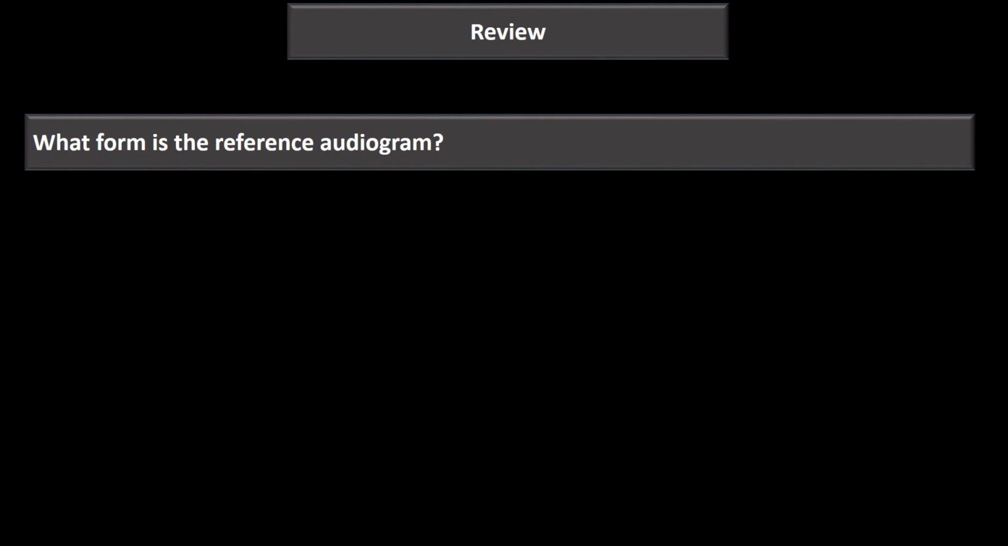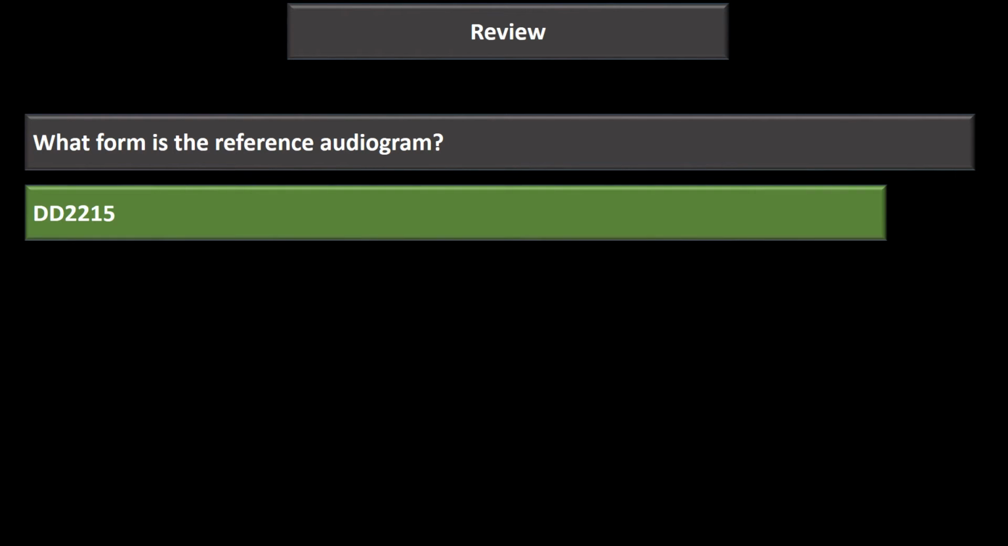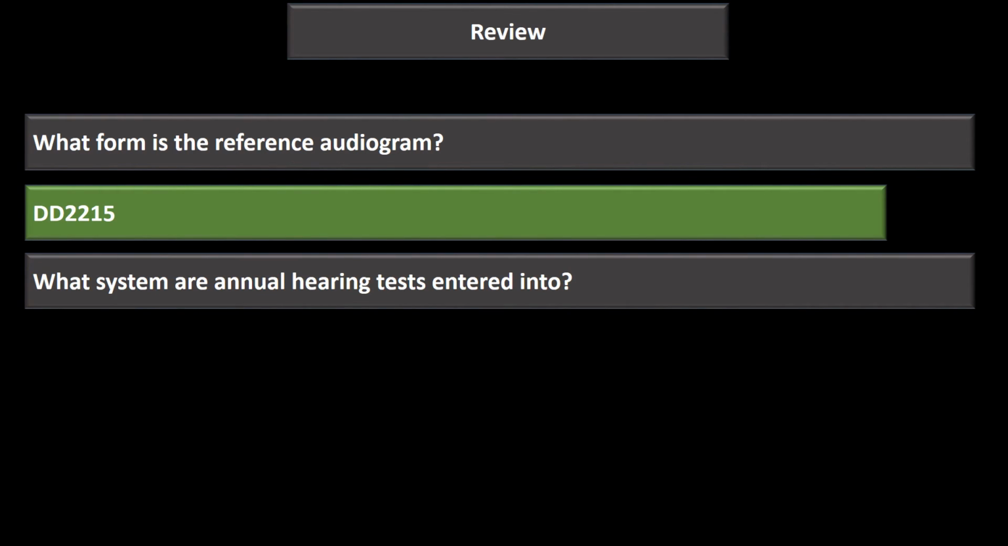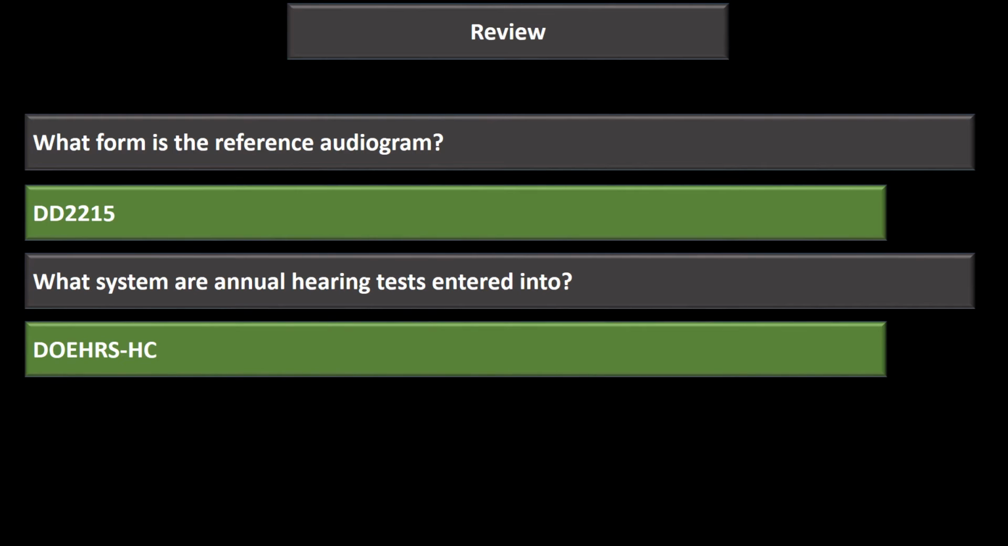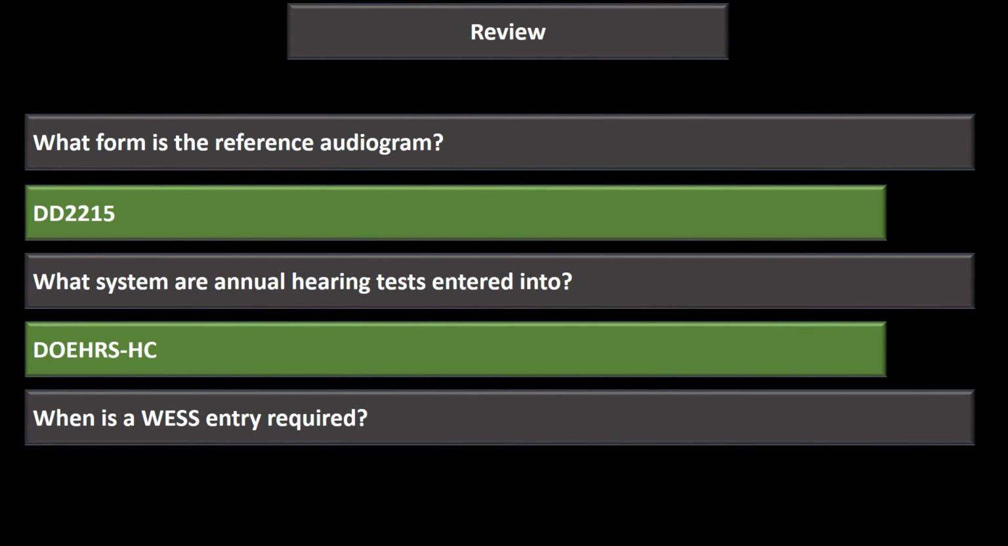Here's another quick review. What form is the reference audiogram? That is your DD2215. What system are your annual hearing tests entered into? That is your Defense Occupational Environmental Readiness System Hearing Conservation. When is a web-enabled safety system entry required?